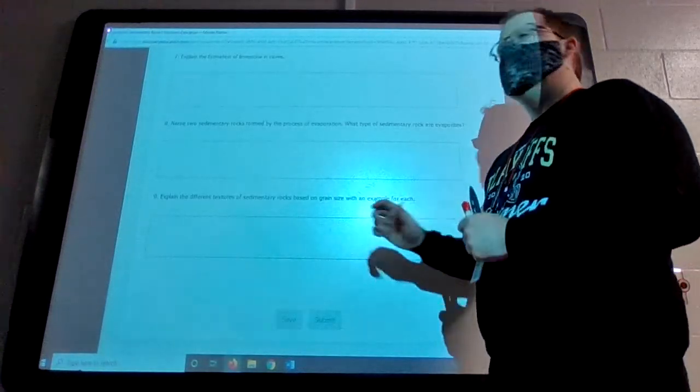You can do shale. Shale's a small grain size. Sandstone or conglomerate would be a medium or large grain size. You can find those in the reading. That should get everybody most of the way through.